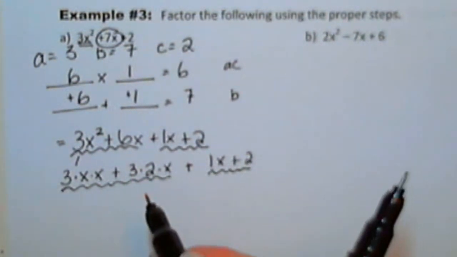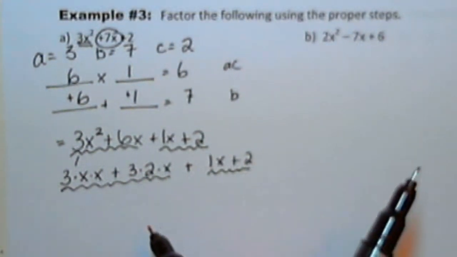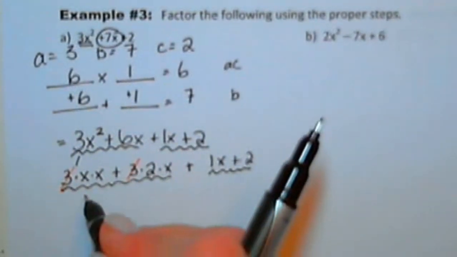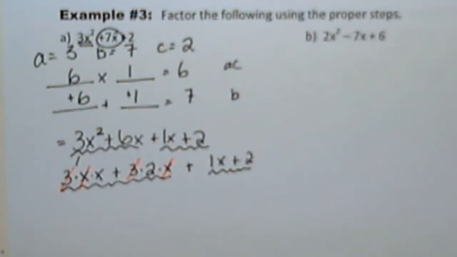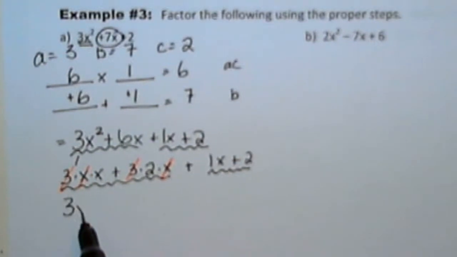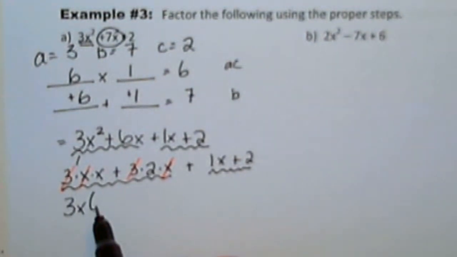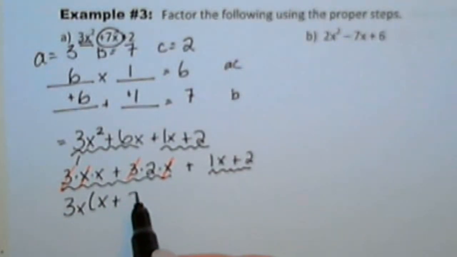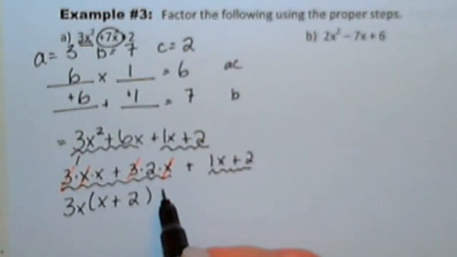What do the first two terms have in common? Well, they both have a 3 and they both have an x. So I'm going to write 3x down. What do I have left? In brackets, I have this x left, this plus sign left, and this 2 left.